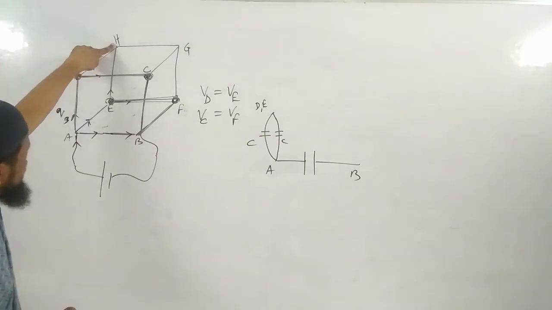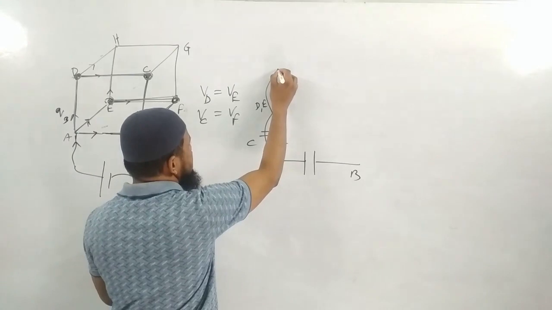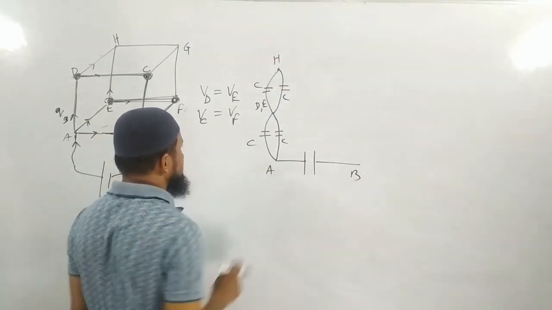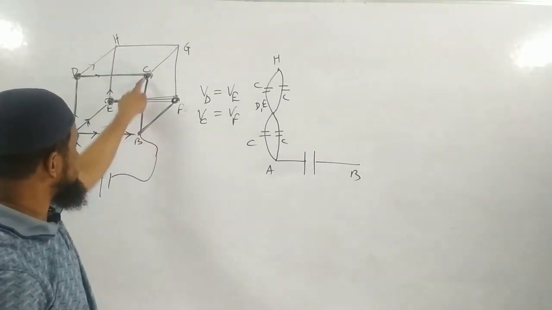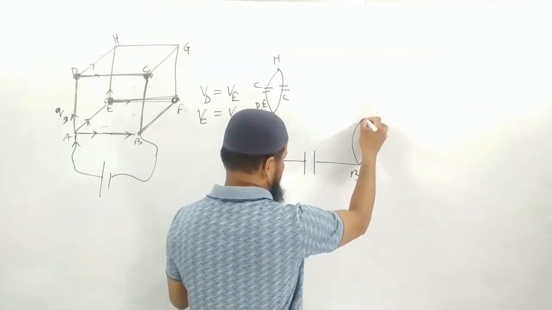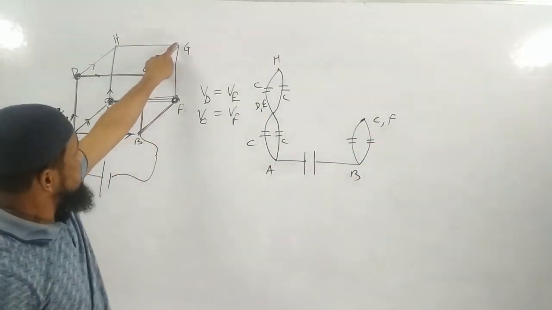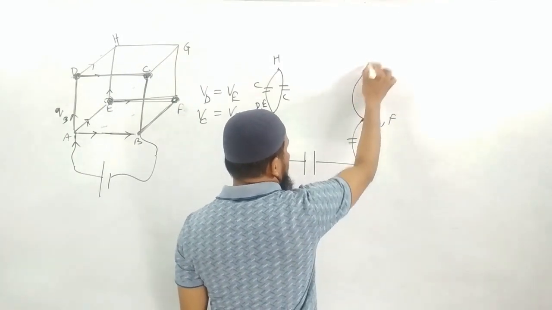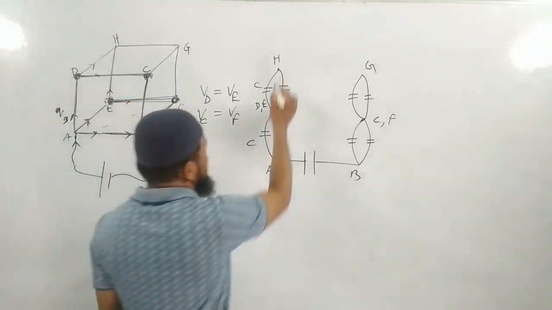And that upper point is what? H. D, H, E, H: again 2 capacitors. So from this side I am going to join C and F. B, C, B, F. This is C and F. Then C, Z, F, Z: two capacitors. Now between H and Z, there is a capacitor.